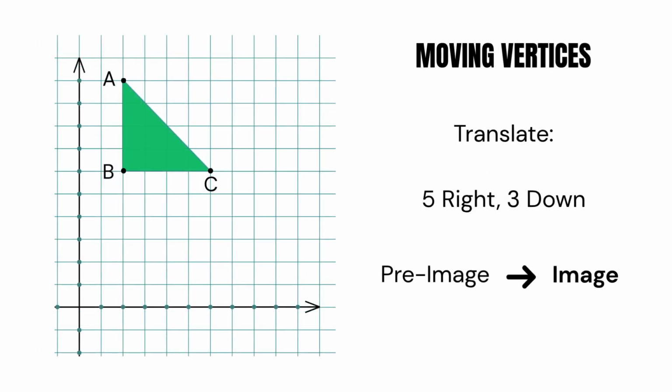Next, let's look at moving vertices, which is the visual way to solve translation on a grid. You don't try to move the whole triangle at once. You move it point by point. If your problem says translate 5 units right and 3 units down, start at vertex A, count 5 squares right, 3 squares down, and draw your new point. Label it A with a little tick mark. That tick mark is called prime notation, and it shows this is the new image after the slide. Do the exact same count for B and C, connect the dots, and your new triangle perfectly appears.